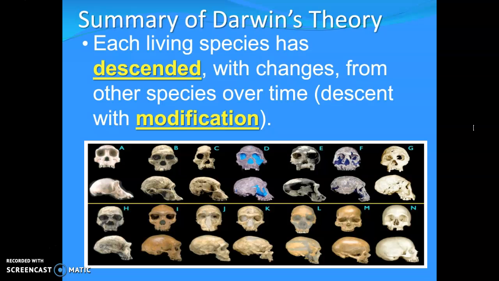So Darwin also discovered that each living species has descended with changes from other species over time. We call this descent with modification. So if you think, for example, about some fossilized species, let's go with sharks. Sharks are really easy. Probably all of y'all have heard of the megalodon, that humongous shark that could probably swallow an entire village. But we don't have sharks that big nowadays.